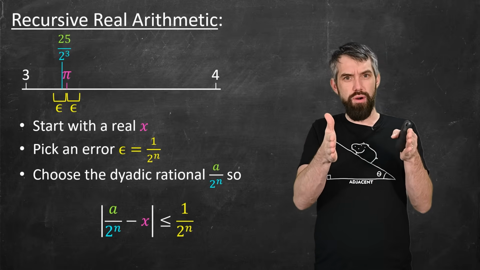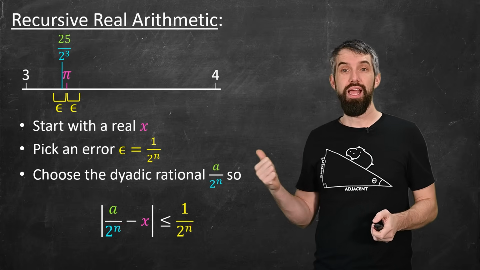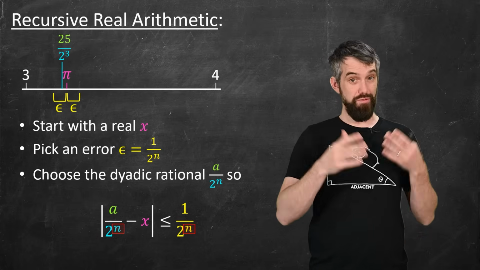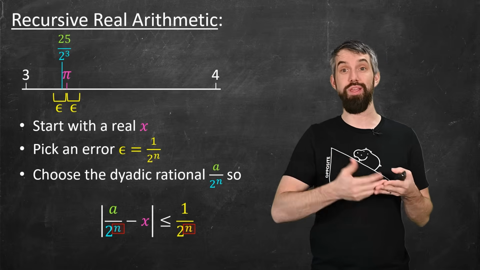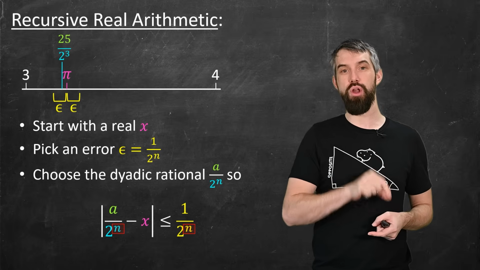Now, if you choose any error, there are actually infinitely many dyadic rationals in there. But the key to this formula is that it's the same n that I'm using. If you've told me you want it approximated to within 1/8, the dyadic rational has to have an 8 in the denominator of it.